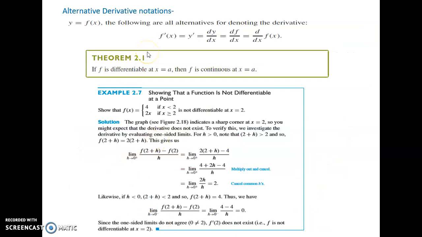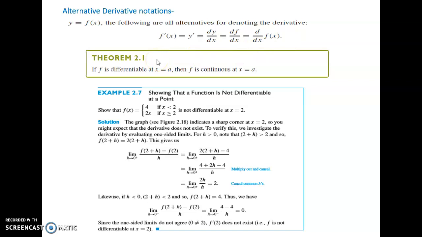So these are the alternate notations for the derivative. This is the function given, y equal to f(x), and we can write f prime x, which is nothing but the derivative. We just write y prime, it is also the derivative. Sometimes we write dy by dx. Check here, dy by dx, same. df by dx, same. d of f(x) by dx. So look at it, these are all alternative derivative symbols or notations.